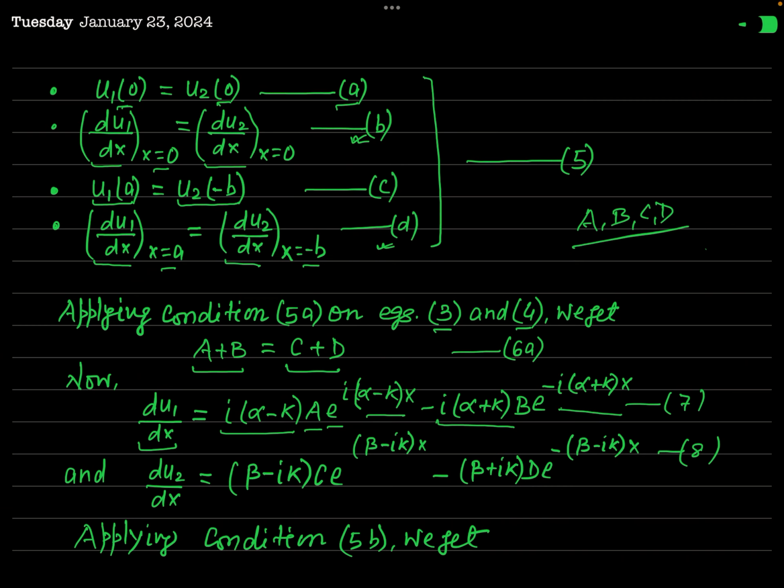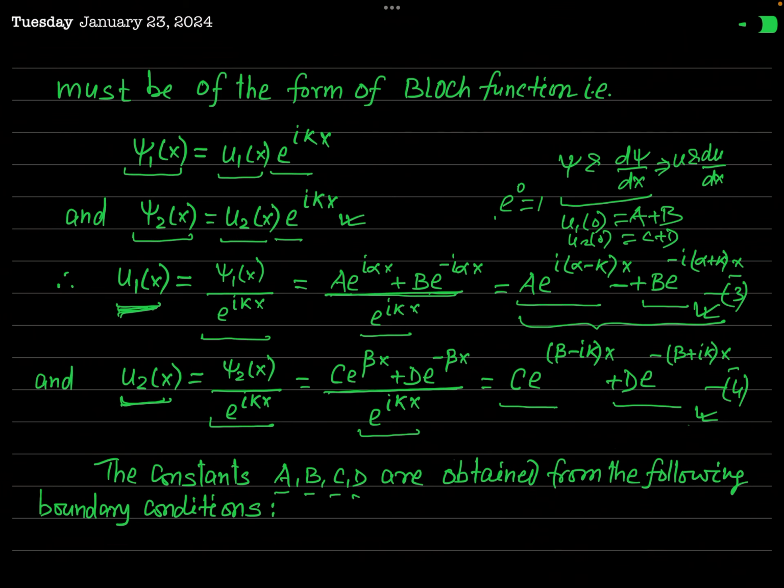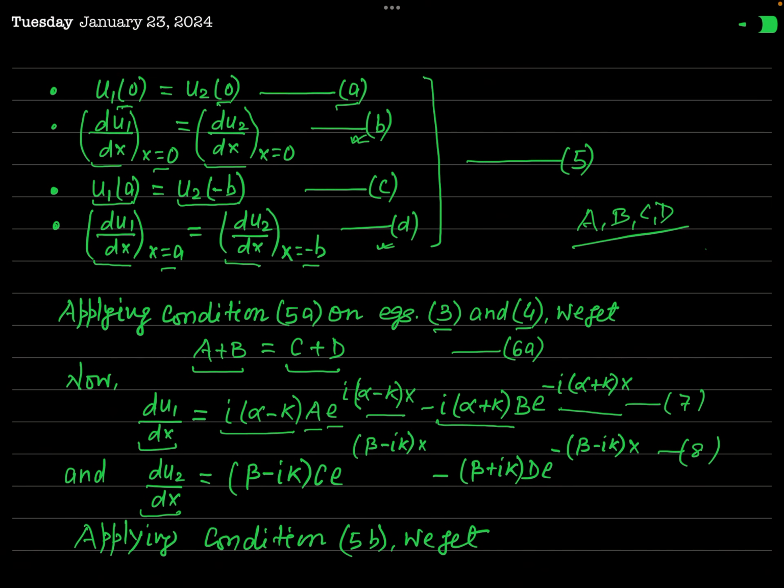Okay. This is du1 by dx. In a similar manner, you can find du2 by dx from this equation 4. So differentiate equation 4 with respect to x and you will get du2 by dx equal to (β − ik) c e^((β − ik)x) minus (β + ik) d e^(−(β − ik)x). Okay. So these are the values of the first order derivative of u1 and u2.